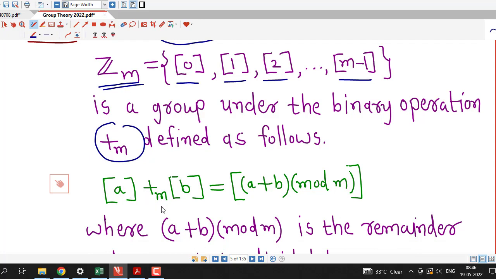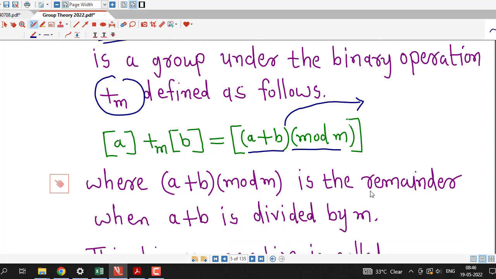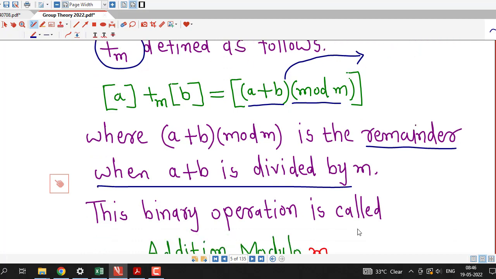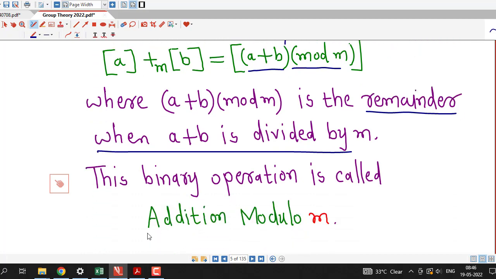equivalence class generated by A addition modulo m, equivalence class generated by B equals equivalence class generated by A plus B modulo m. Now this A plus B modulo m is the remainder when A plus B is divided by m, and this binary operation is called addition modulo m.